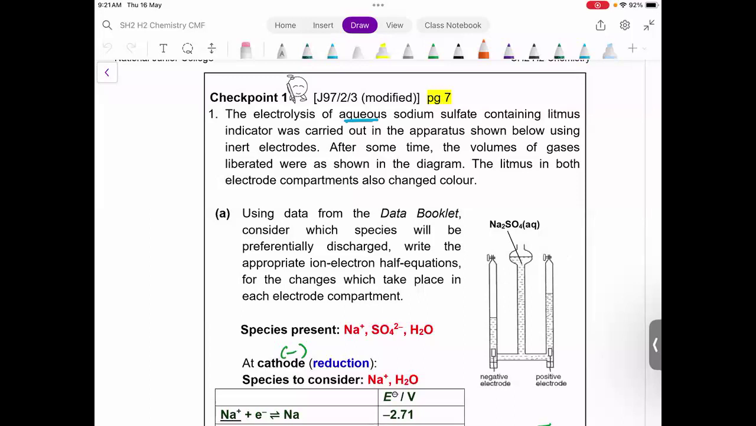Like this question, there are a lot of equations for water. So which one do we use? How do we know which one to use?